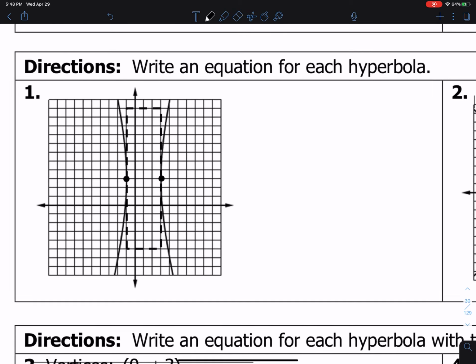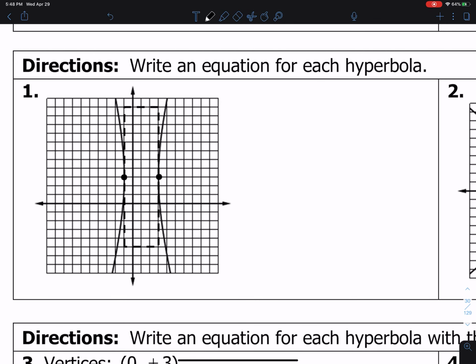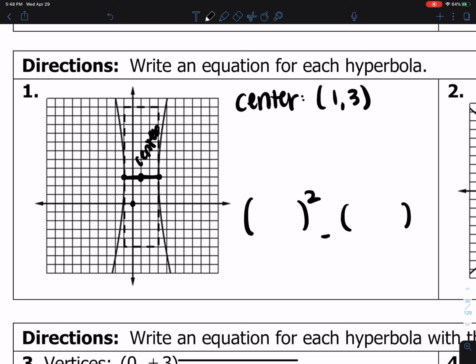For this part, we're going to write the equation from the graph, and you'll have one of these on the quiz and one of these on the test. So make sure that you know how to do this. If you remember from the video, you might want to pause this and then go through and try it for yourself, and then check on the video. So to find the center, I'm just going to draw a line across here, and then halfway in between there, that is the center. So we can see this is 0, 0, so the center is at 1, 3. So from that, we can start writing our equation.